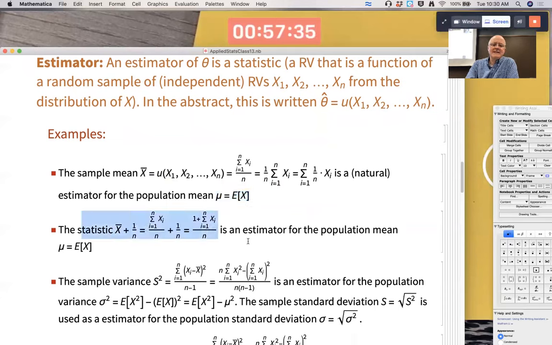We said this is kind of silly, but it's something you could do. There's nobody stopping you from doing that if you wanted to: taking X bar and adding 1 over n, though you might get fired for doing it on the job. But for the purposes of theoretical math and trying to understand ideas, it's an estimator you could use for mu. It's not unbiased, though it is asymptotically unbiased as n goes to infinity.